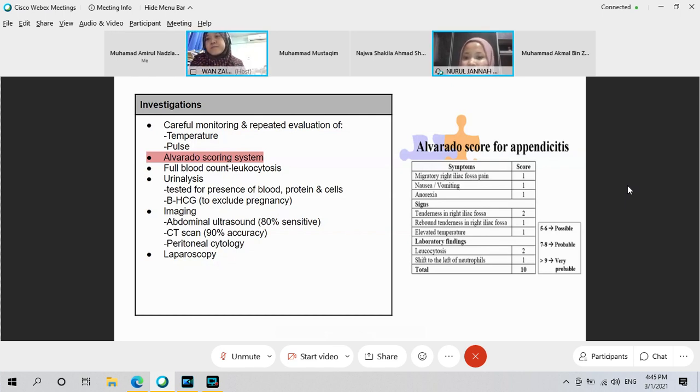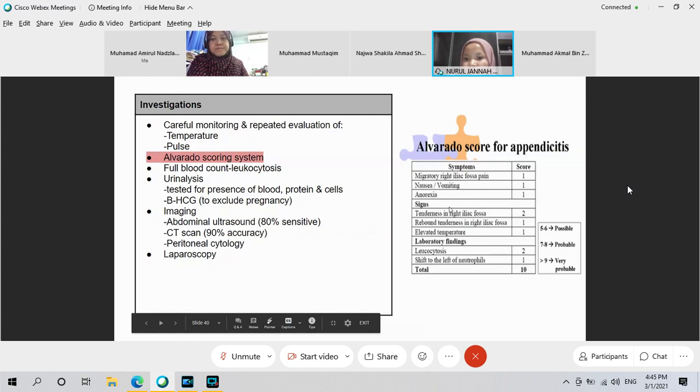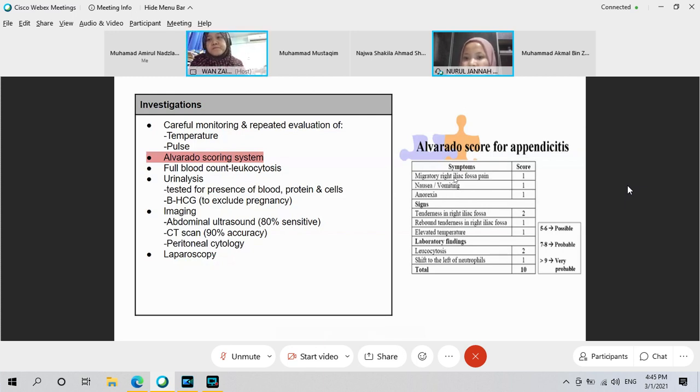Okay, basically we have six clinical items and two laboratory measurements. The six clinical items are migratory pain to the right iliac fossa, and then nausea, vomiting, anorexia. And then for the signs we have tenderness in the right iliac fossa, rebound tenderness in the right iliac fossa, elevated temperature. And for the lab findings, leukocytosis and neutrophilia.